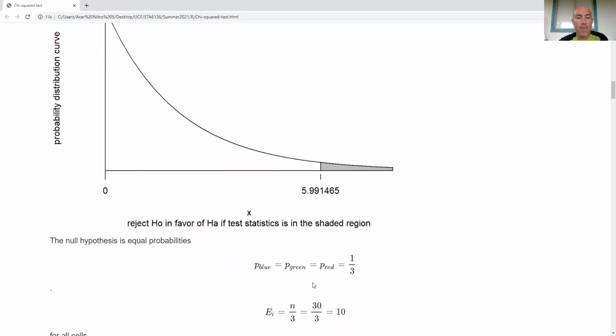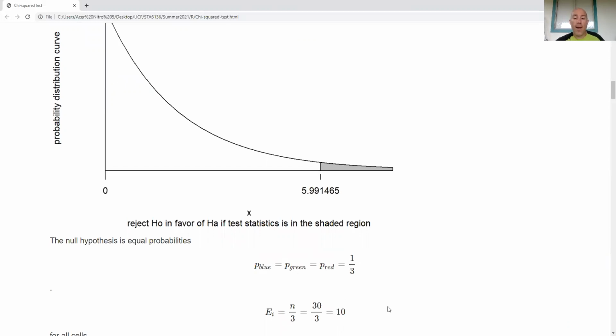So let's compute that. If we say that we have all equal probabilities, then there's 3 cells, it's 1 over 3. So I'm saying my null hypothesis is the probability of blue is 1/3, probability of green is 1/3, the probability of red is also 1/3. Well, the expected value then is just the number of observations divided by 3. So the expected value is 10 in each cell.